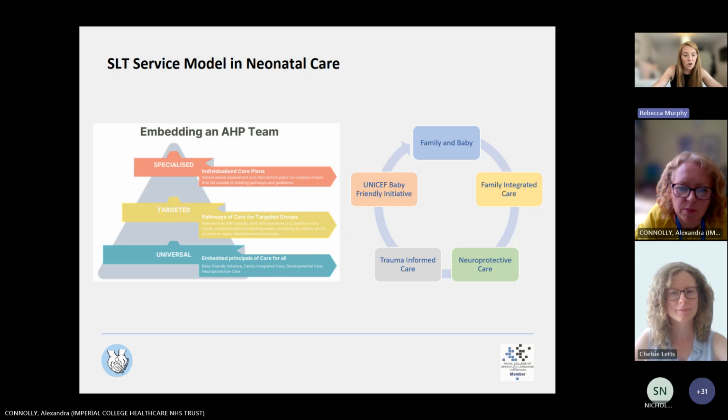And then finally, we've got our specialist section there at the top. And that's very much our one-to-one specialist assessments and management of our more complex babies. So those babies that have neurological differences or airway differences that need a more in-depth assessment of their feeding, swallowing and communication.